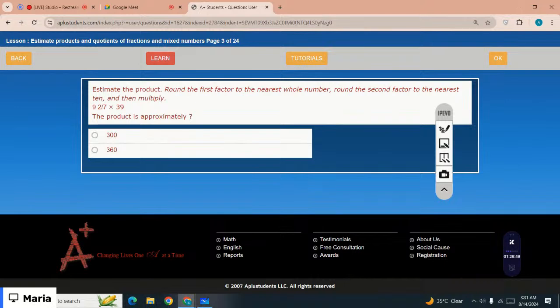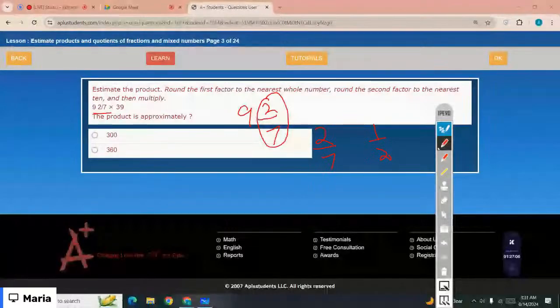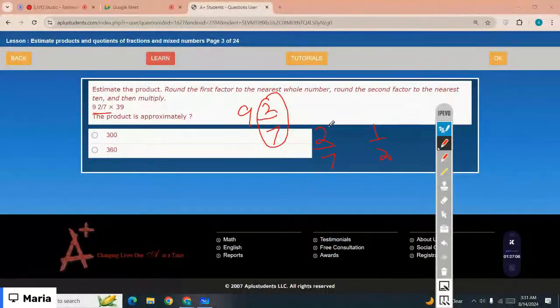The next one is estimate the product. Round the first factor to the nearest whole number. Round the second factor to the nearest 10. Okay, so the first you have to round to the whole number. 9 whole 2 over 7. 2 by 7 is less than half. That means you need to keep the same whole number. And then you need to round the second number. So which is the correct option?